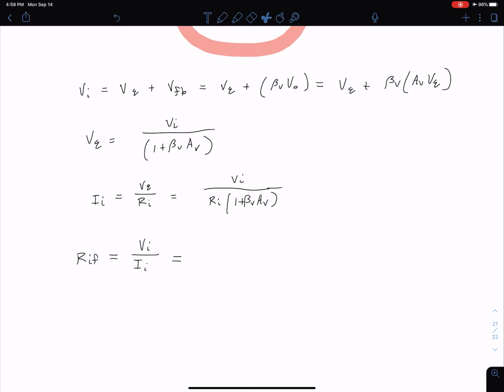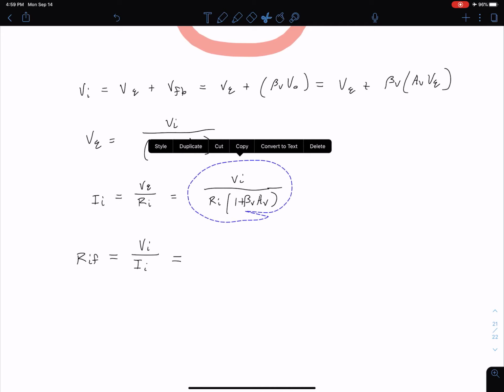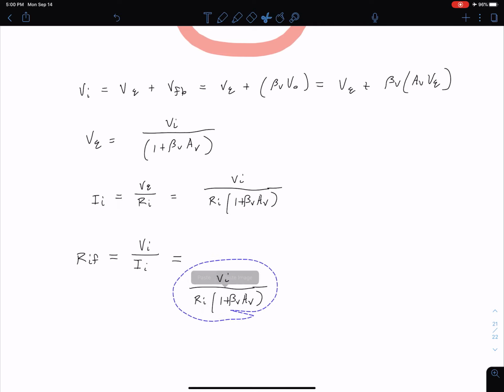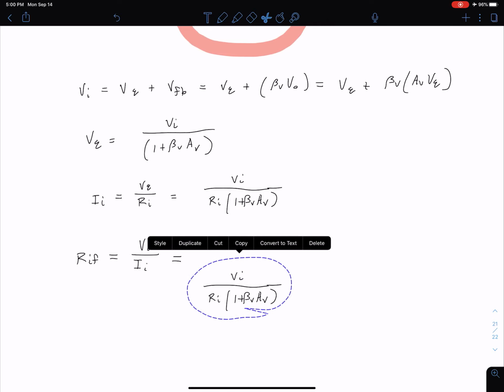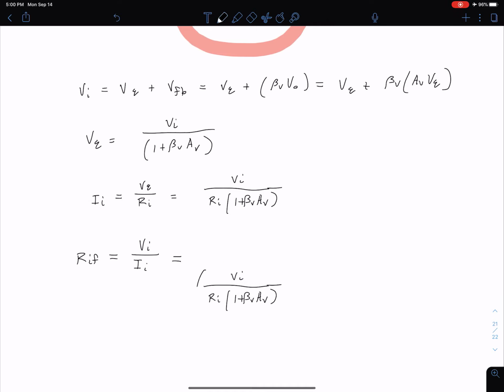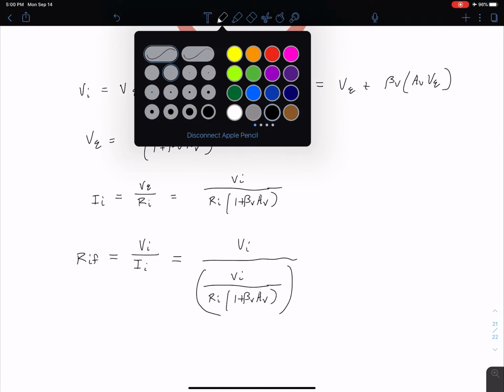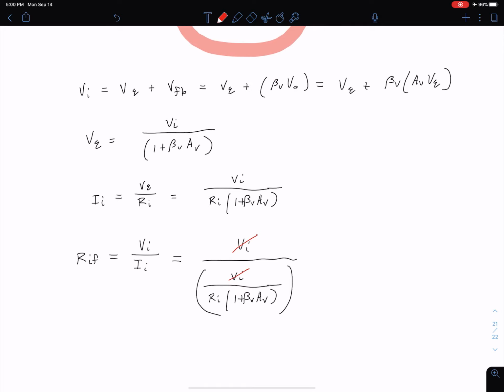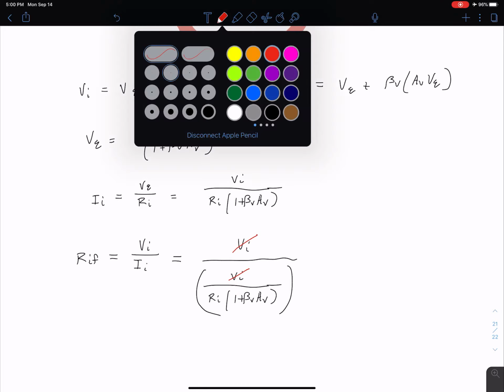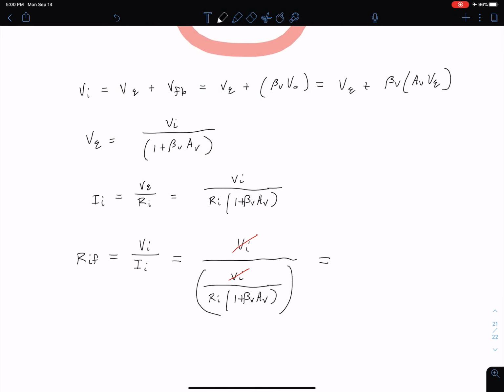So let's copy this and put this here. Basically all we're doing is dividing VI by this equation. So we have this, and we're dividing VI, so our two VIs are going to cancel out. And this term that was initially in the denominator is just going to come up to our numerator. And we're going to be left with Ri times 1 plus beta V times AV.